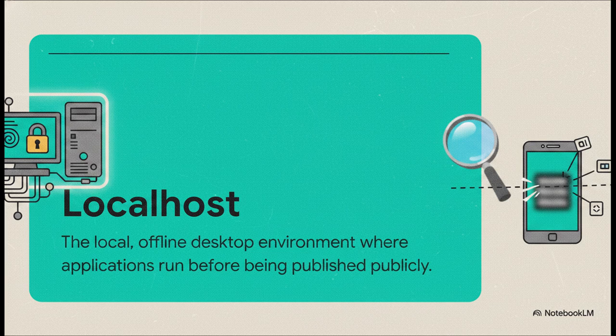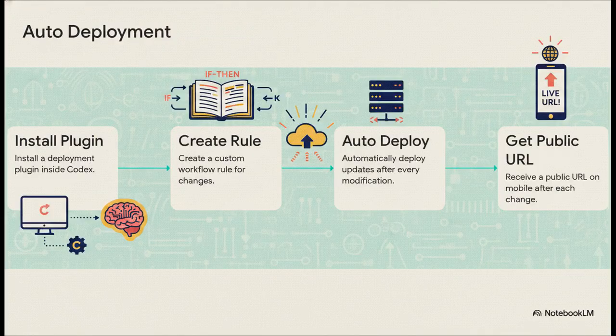Basically, localhost is the local, offline desktop environment on your computer where apps run before they go public. Think of it like a walled garden. So if Codex creates this brilliant new application running on localhost, your mobile phone has zero way to directly access it. And that creates a massive disconnect between what you're prompting on mobile and your ability to actually see the thing you just built.